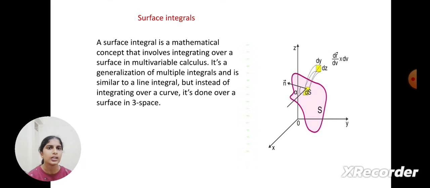Next, surface integral. A surface integral is a mathematical concept that involves integrating over a surface in multivariable calculus. It is a generalization of multiple integrals and it is similar to the line integral. But instead of integrating over a curve, it is done over a surface in 3-space.